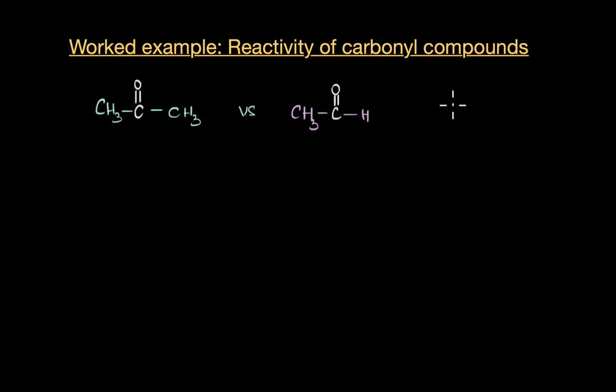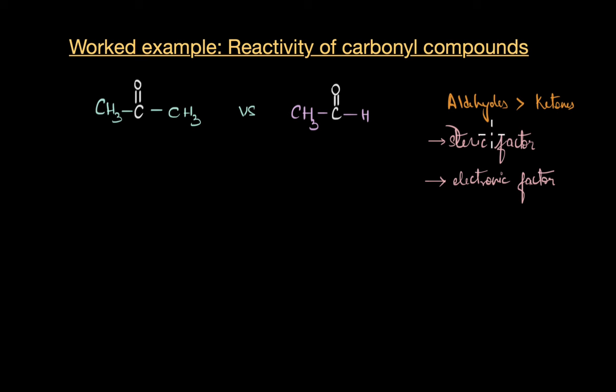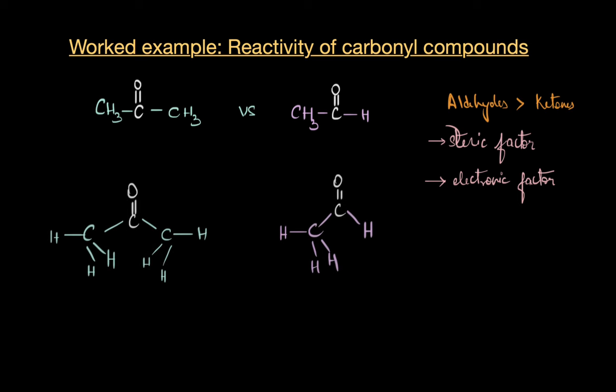So we know that in general, aldehydes are more reactive than ketones. And this, as we have seen in the previous video, is due to both steric as well as electronic factors. Now when we talk about steric factor, you can see that ketones have two bulky alkyl groups hanging on either side of the carbonyl group, whereas aldehydes have only one alkyl group attached to it, and the other group attached to the carbonyl carbon is the small hydrogen atom, which offers little to no steric hindrance, correct? So if you compare these two structures, you can see that it looks something like this.